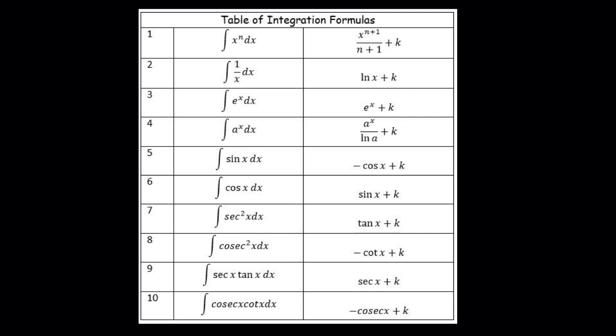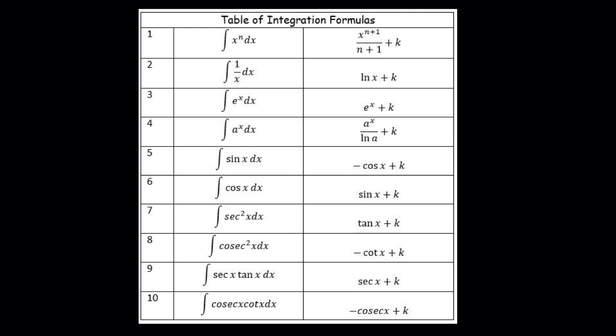So here is a table of different integrals, and I will be going through them for clarification. The number one is this integral of s to the power n ds, which is our general integration formula, and it is s to the power n plus 1 divided by n plus 1 plus c.